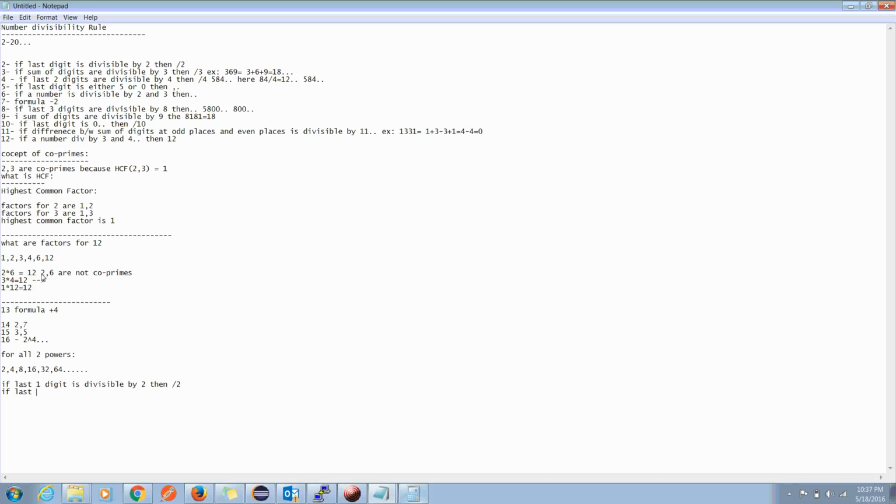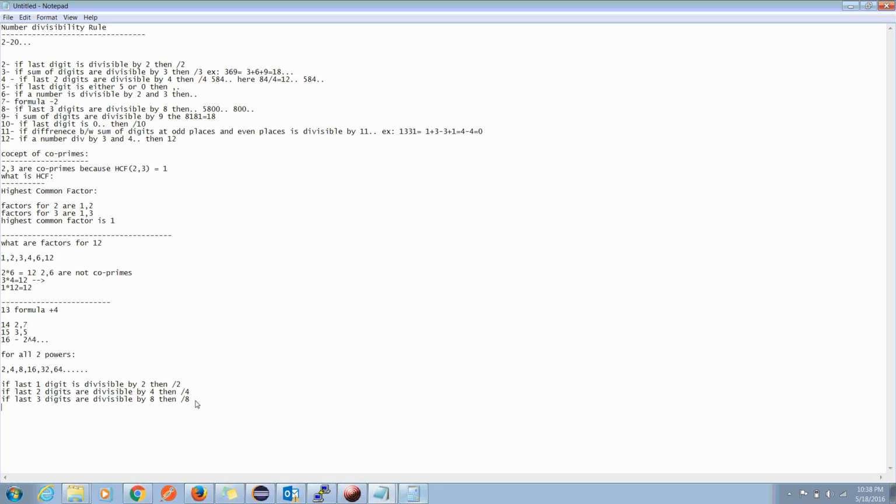If the last 2 digits are divisible by 4, then that number is divisible by 4. If the last 3 digits are divisible by 8, then that number is divisible by 8. Here you should understand one thing. 2 power 3 is 8, 2 power 2 is 4, 2 power 1 is 2. This is the power.